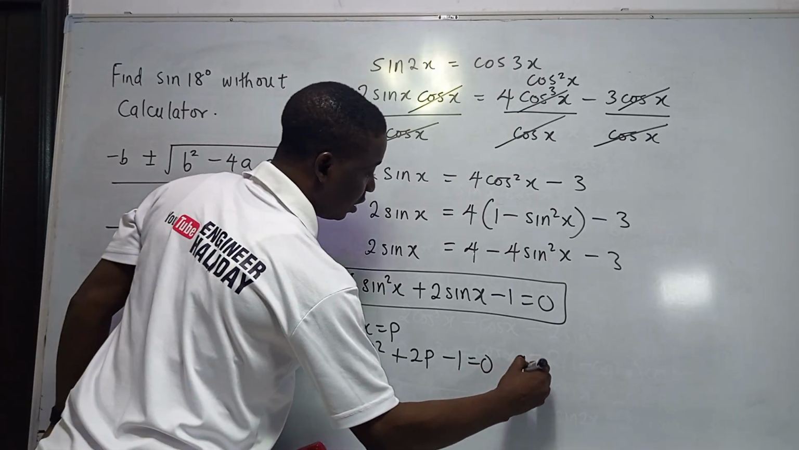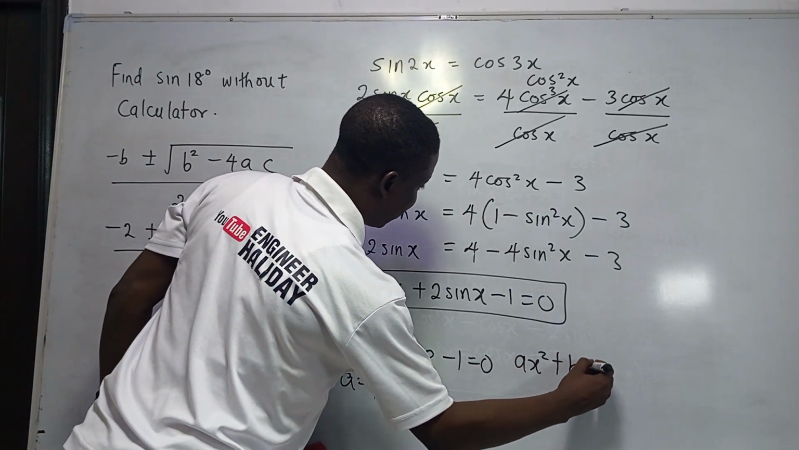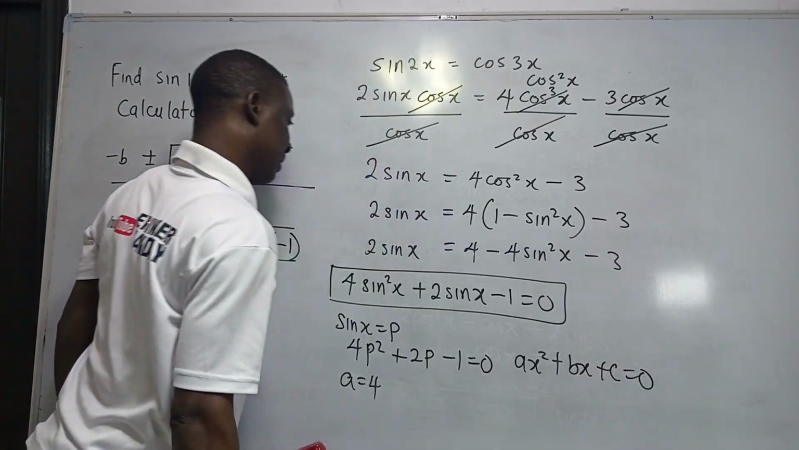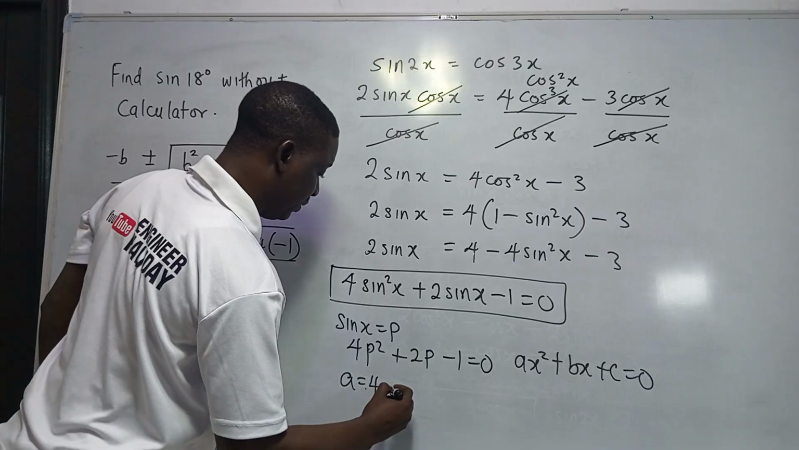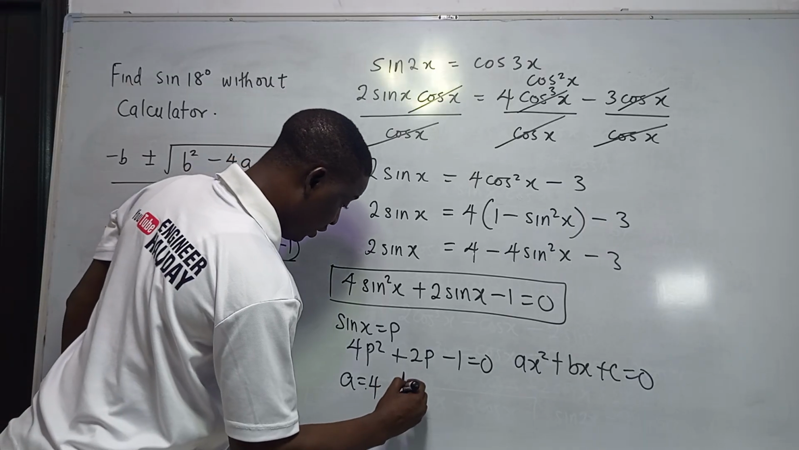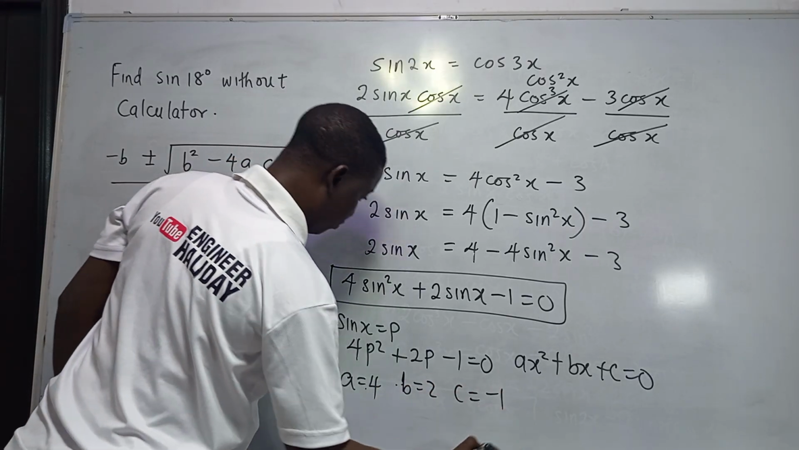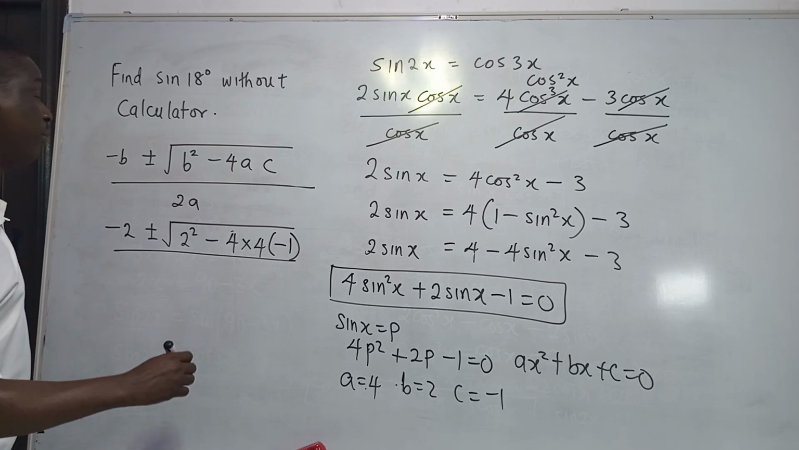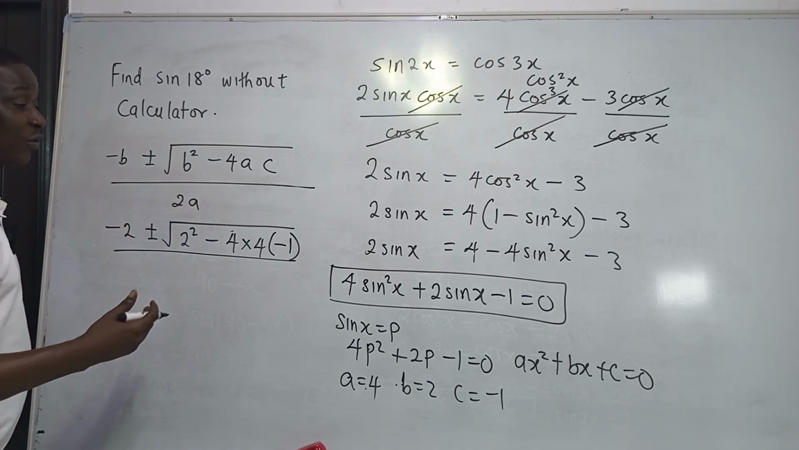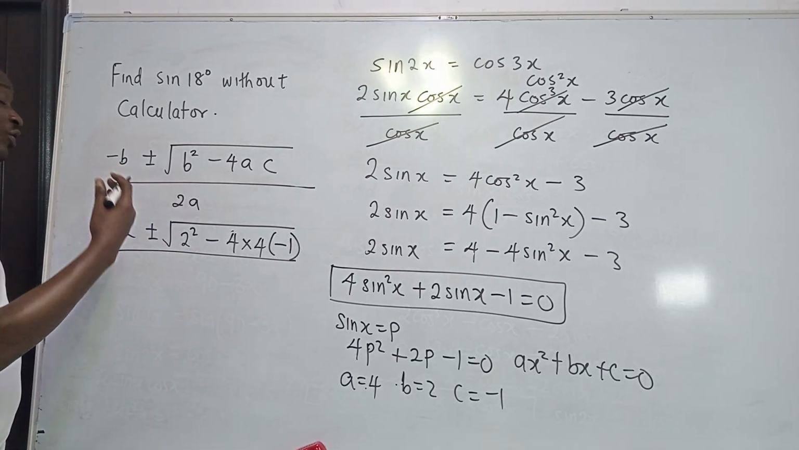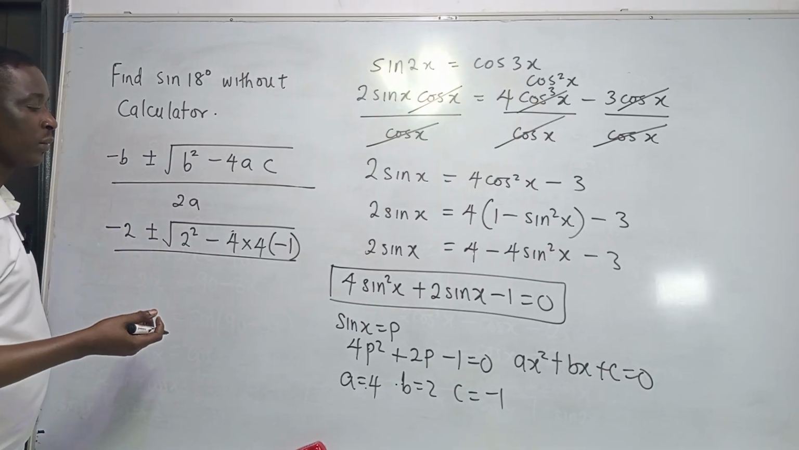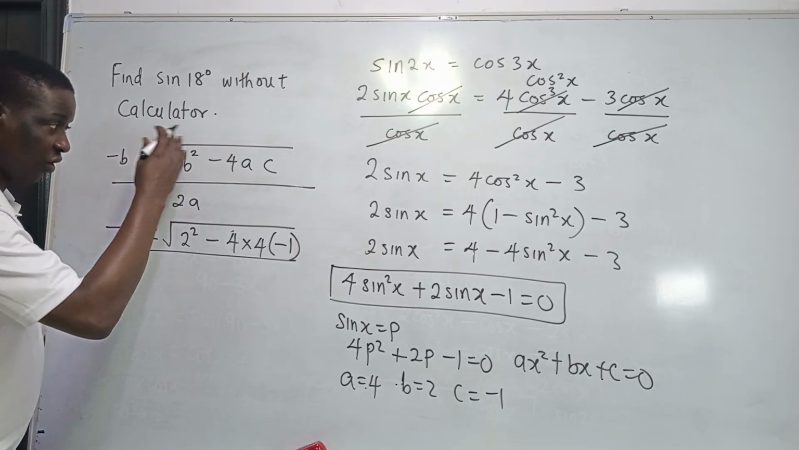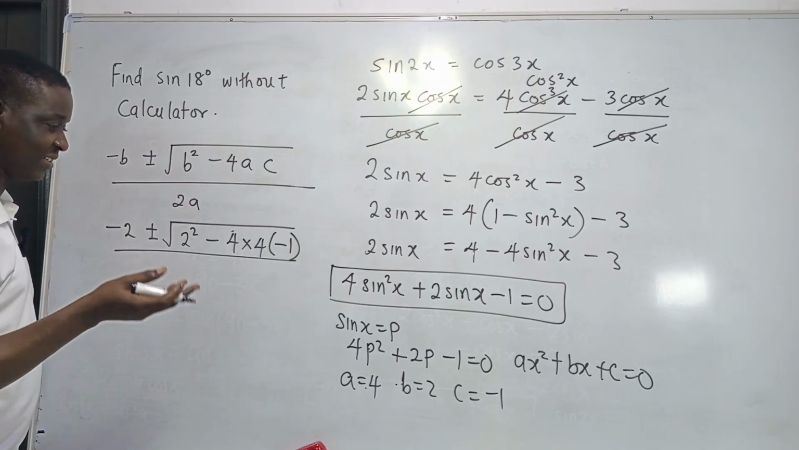You compare them with ax squared plus bx plus c, your quadratic function. So this is it. Your a is 4, your b is 2, while your c is minus 1. You put them in your quadratic formula, which some of us in Nigeria or in other countries in Africa call the quadratic almighty formula. It's not almighty formula, please. It's quadratic formula. It's just the kind of nickname they give to it here in Nigeria.